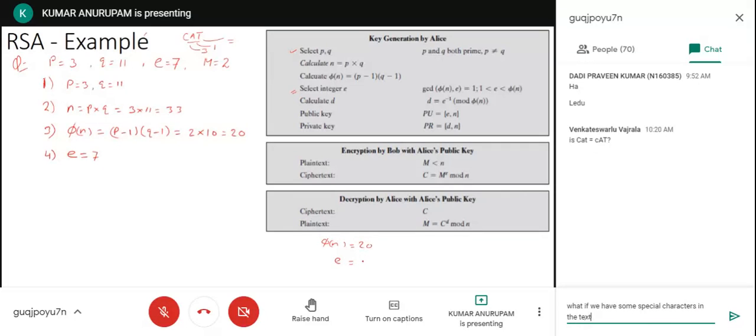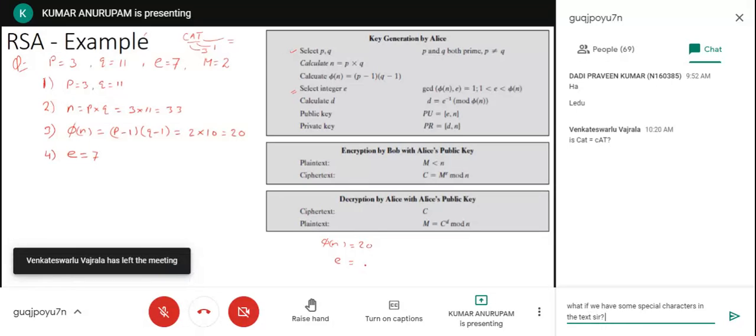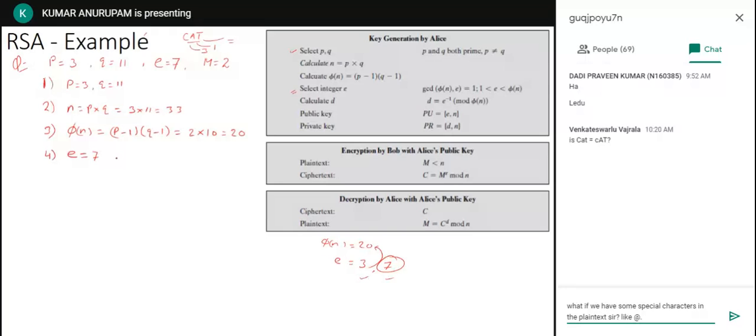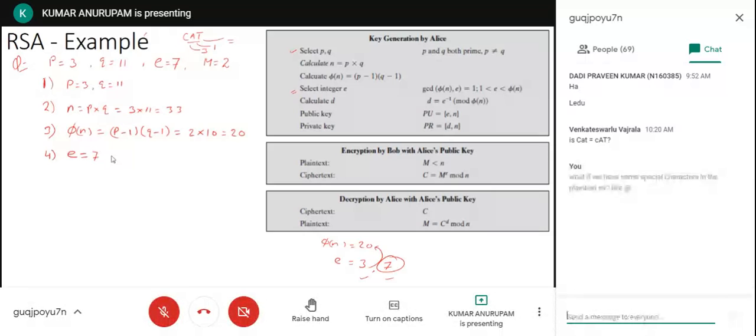But start from 1. 1 and 20 have a common factor, and 1 of course won't be there because e should be greater than 1. 2 and 20 have a common factor. 3 can be co-prime to 20, so you can take 3. You can't take 5 or 6, but you can take 7. So you can take 3 or 7, both can be taken as e's value. In this example, e is given to you as 7.